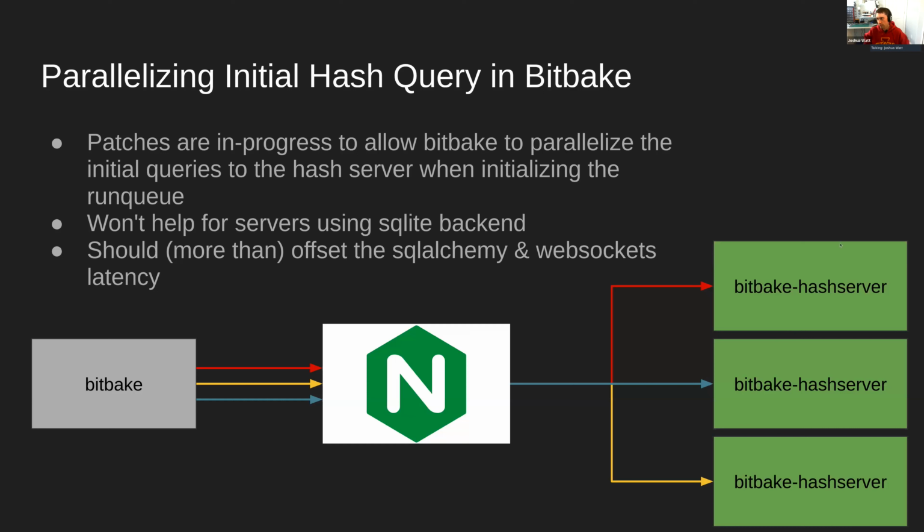And then that'll get load balanced out to your different instances of the hash server on the back end, or it could all go to the same one too. If you're using SQL Alchemy, again, there's no blocking, so it should handle multiple at a time.